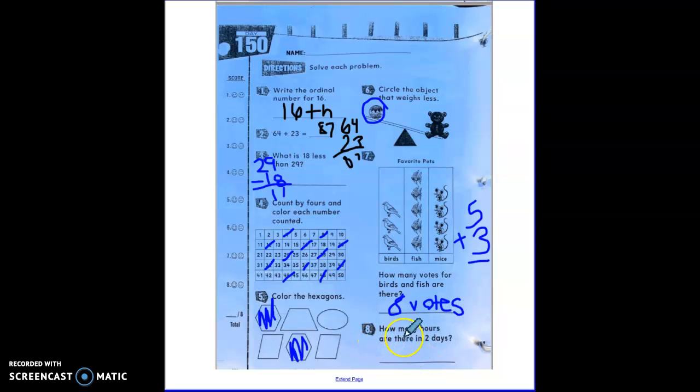How many hours are there in 2 days? So in 1 day, there's 24 hours. So we need to add 24 and 24. 4 plus 4 is 8. 2 plus 2 is 4. 48. Again, our units are hours.